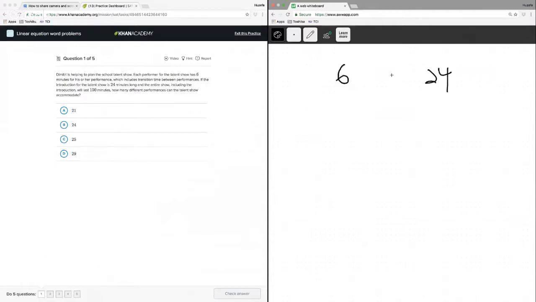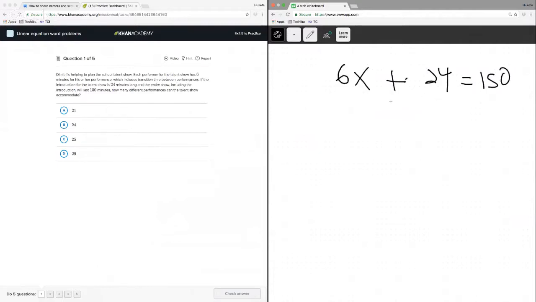So these are the two components here as far as adding up to the total. But the 6 minutes is per performer, and we don't know how many performers there are. We need an X there. If we have one performer, that act will take 6 minutes. 2 performers, it'll take 12 minutes, and so on. We're multiplying that 6 by the number of performers. So we got an X there. We're adding it to this 24 because these are both time frames being combined together. And then it's telling us that this whole thing will last 150 minutes.